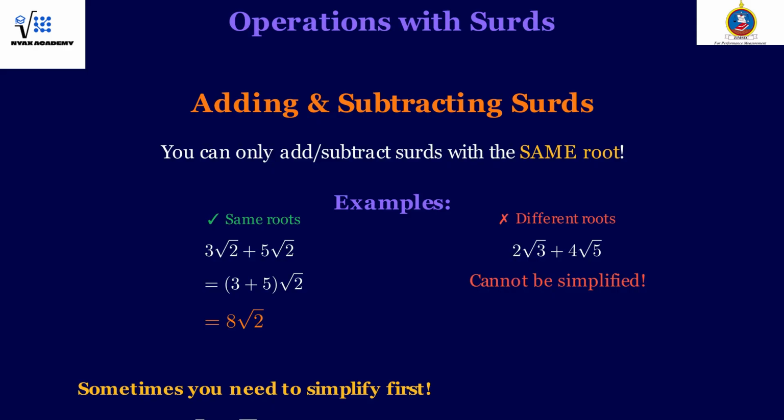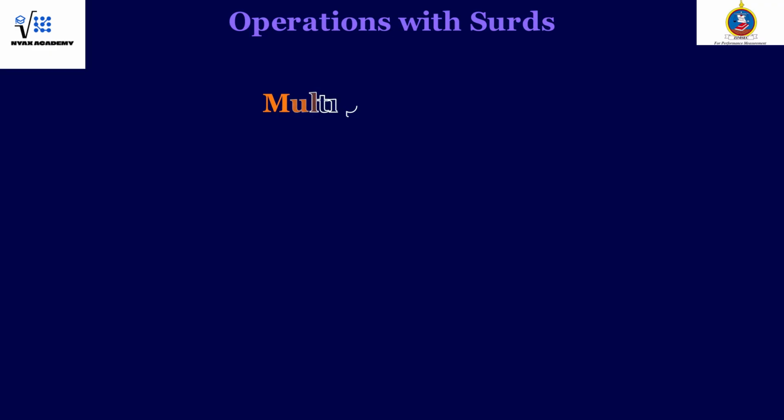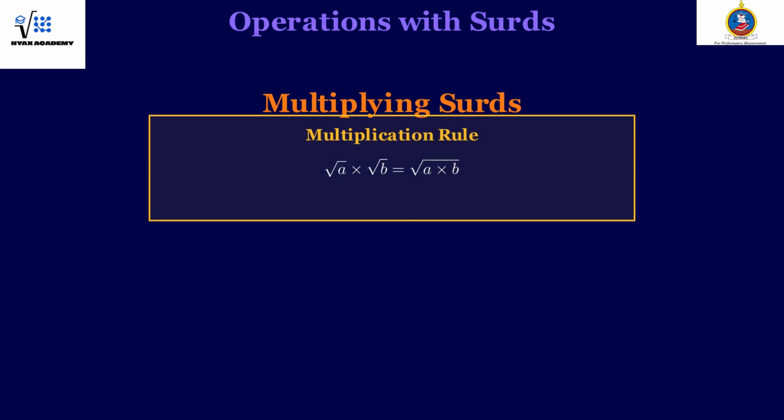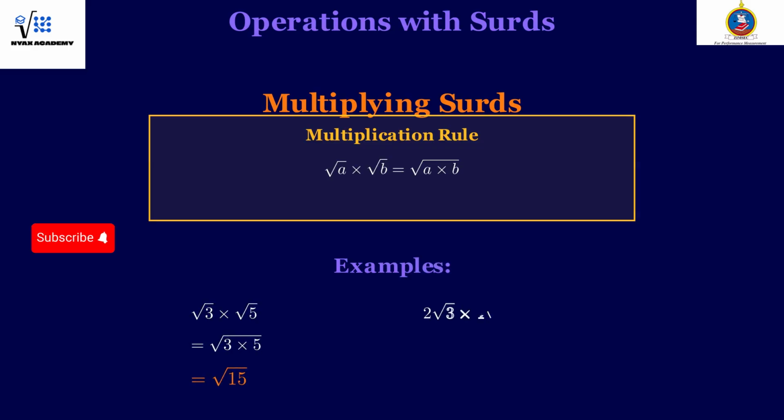Multiplication of square roots will use the same rule we have been using previously, but this time it will be written in the form: the square root of a times the square root of b can also be written as the square root of a times b. The square root of 3 times the square root of 5 can be written as the square root of 15. On the right hand side, the coefficients of the square roots will multiply each other, 2 times 4, and we will multiply our square roots also, resulting in our answer as 8 square root of 15.